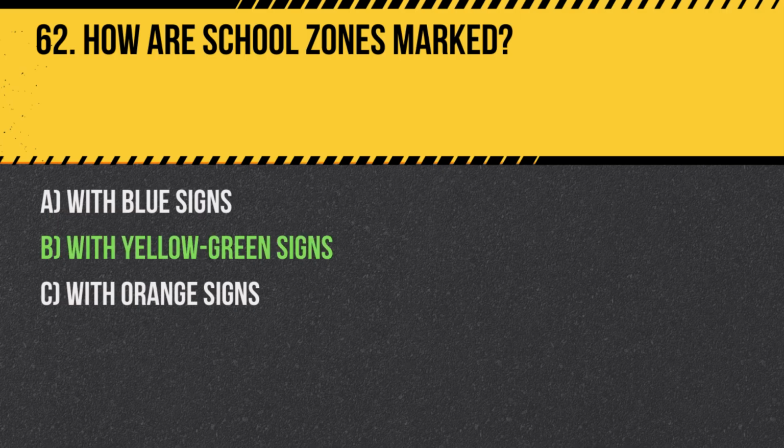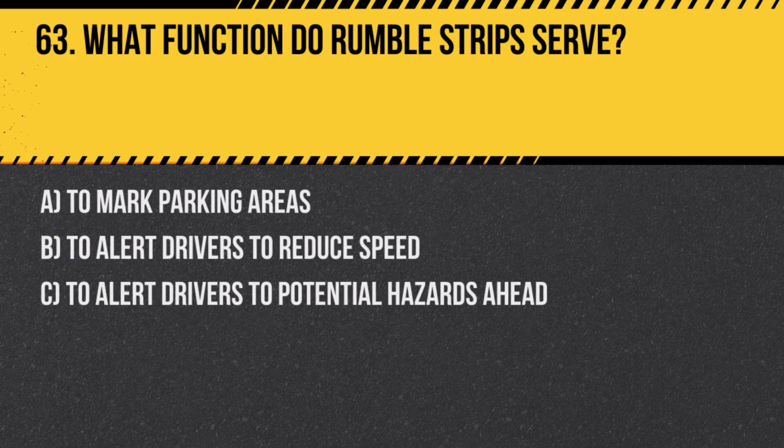Answer B. With yellow-green signs. School zones are typically marked with yellow-green signs that alert drivers to the reduced speed limits and increased pedestrian activity. Question 63. What function do rumble strips serve?